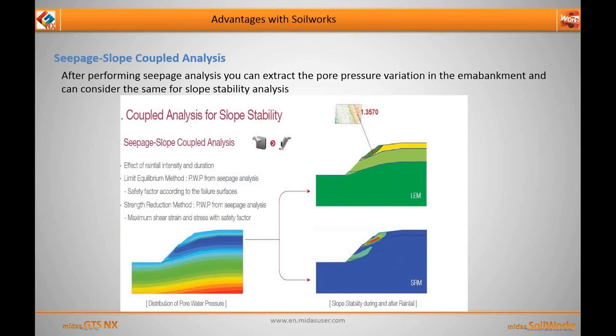Now the third advantage is you can consider the seepage slope coupled analysis. As I was discussing, after performing the seepage analysis, you can extract the pore pressure variation in the embankment and consider the same for the slope stability analysis, both using LEM and SRM. For this you need two modules of Soilworks, that is the seepage and slope modules.